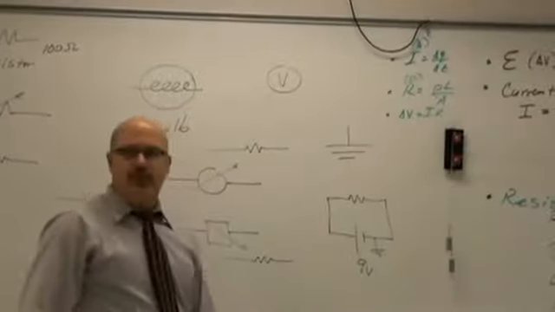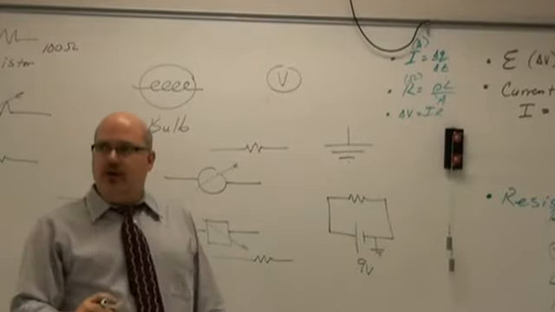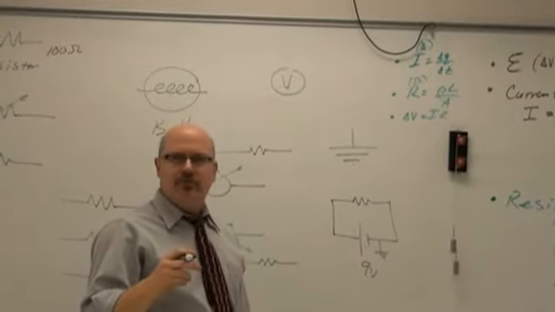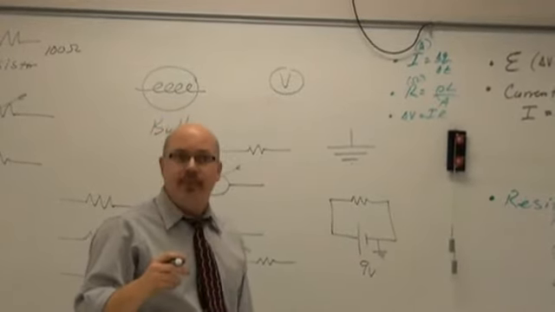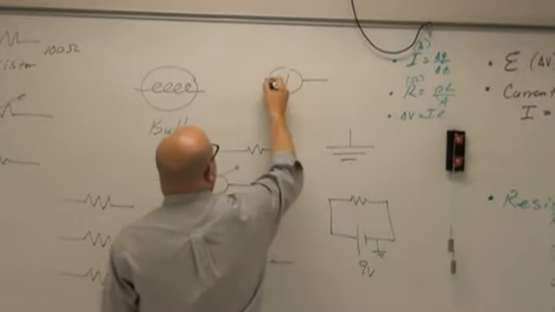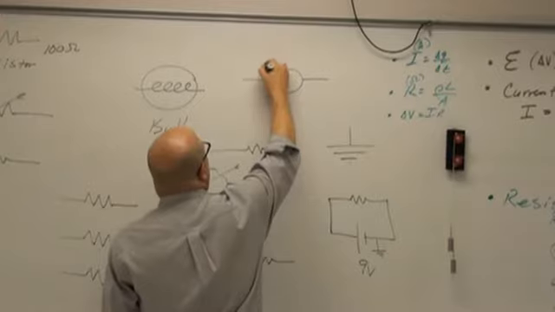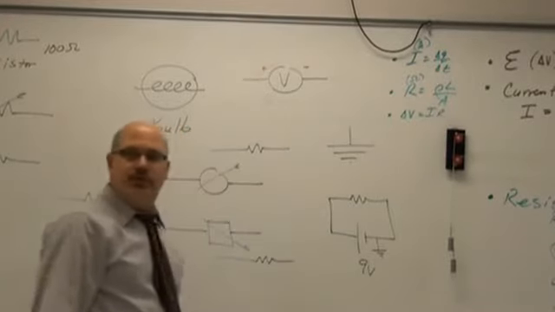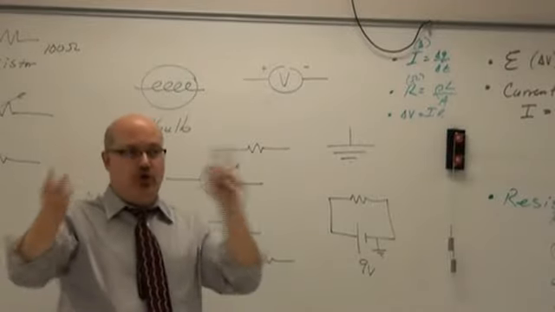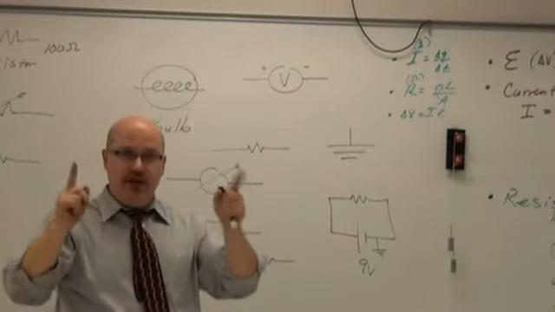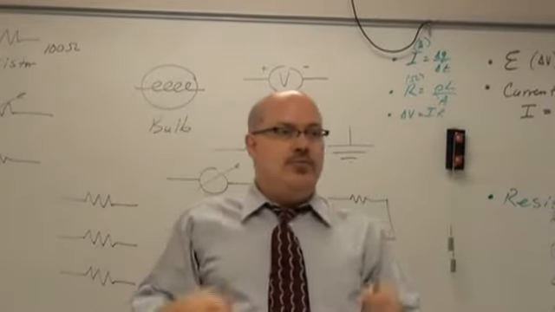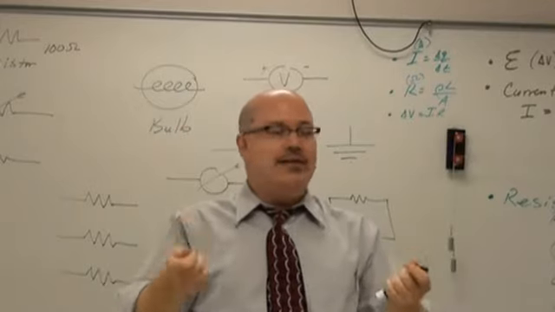What's that? A voltmeter. Voltmeter. It measures potential difference. Everybody write this down. Plus, minus. It measures the difference between the two sides. So write this down. A voltmeter measures the difference between the two leads, or the two sides of the voltmeter.